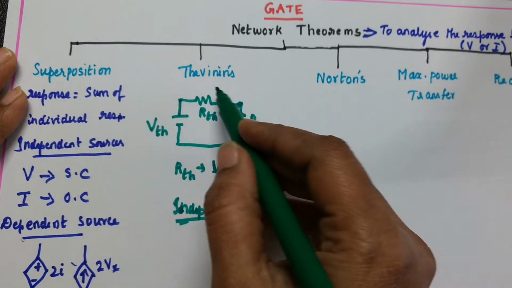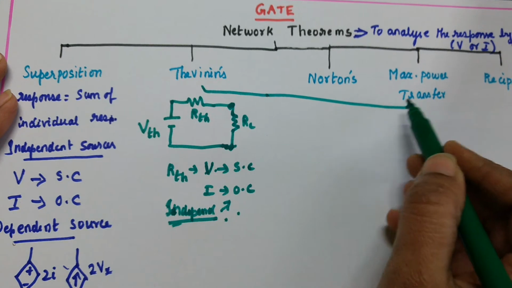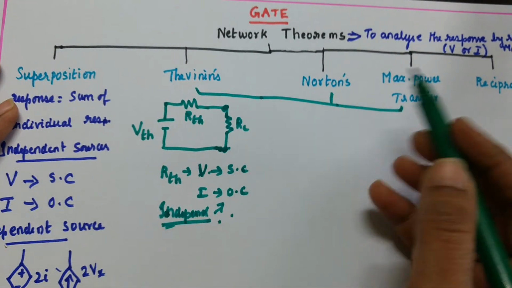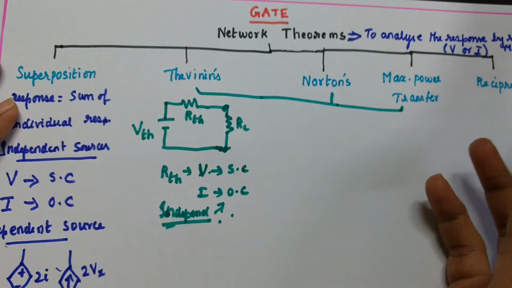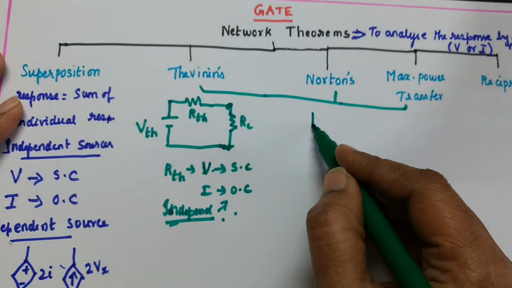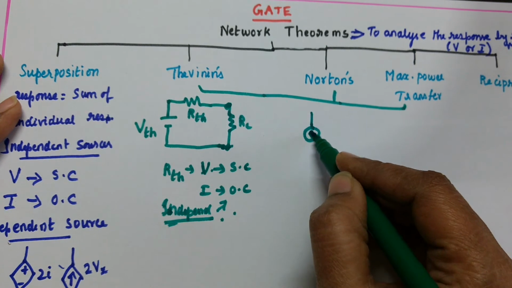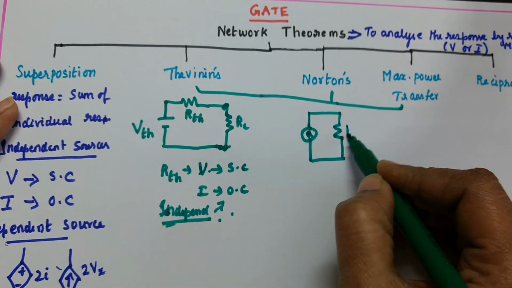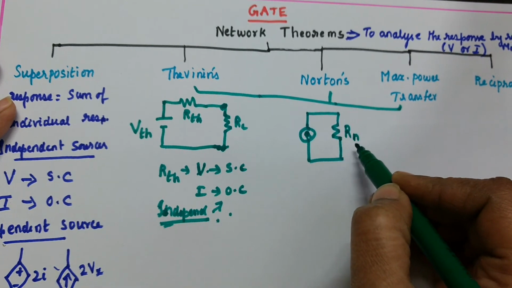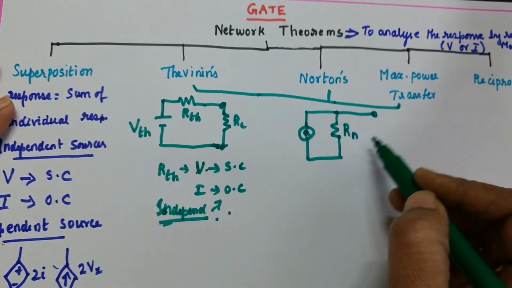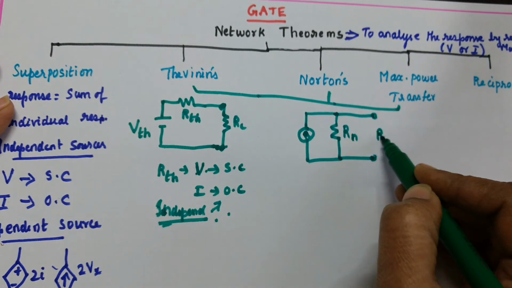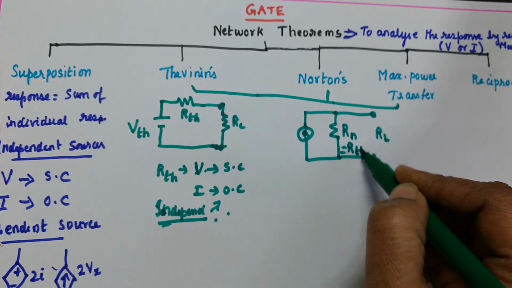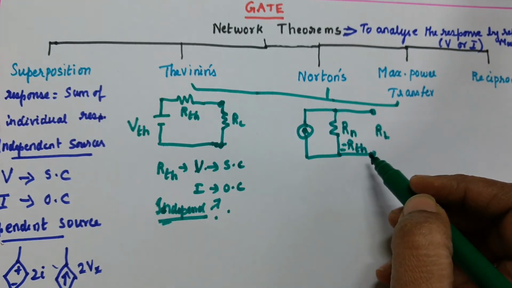Norton's theorem is also interrelated with these theorems. Norton's theorem analyzes the response by replacing all the sources with a single current source in parallel with the Norton's equivalent resistance, called Norton's resistance, which is connected across the load terminals. Here, Rn is nothing but R Thevenin only. This is also the resistance looking back through the terminals.